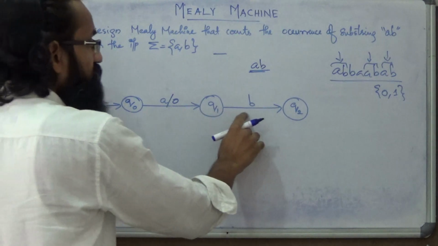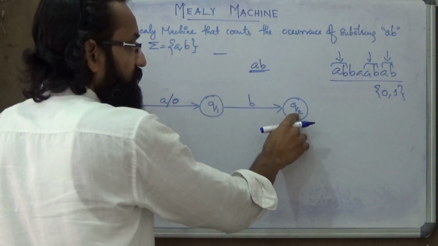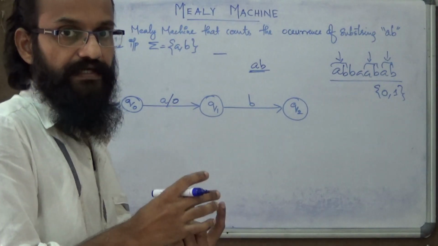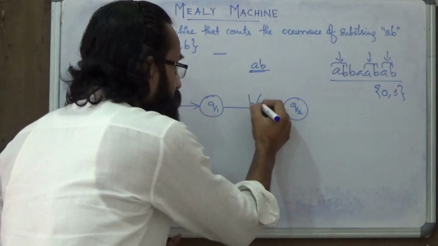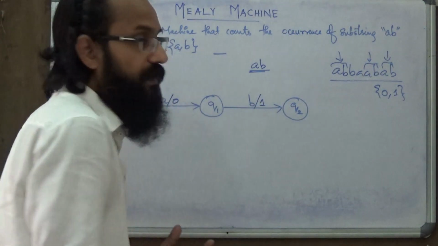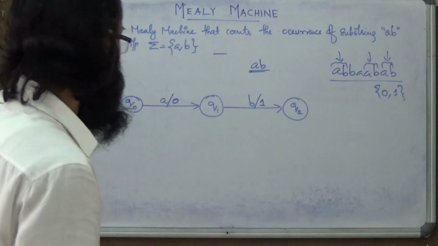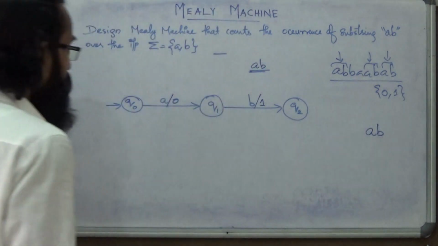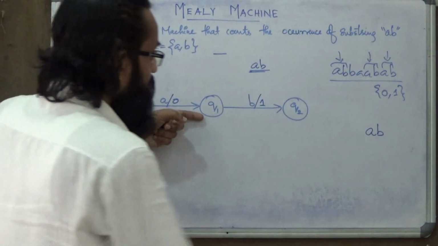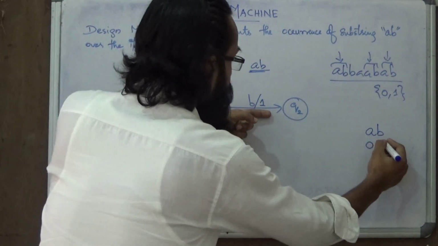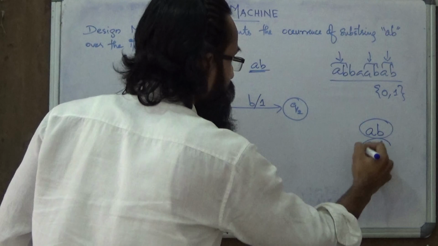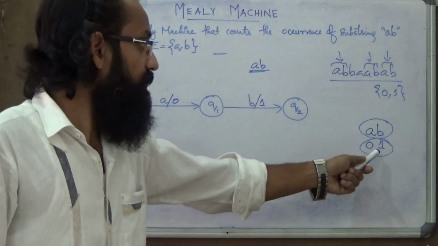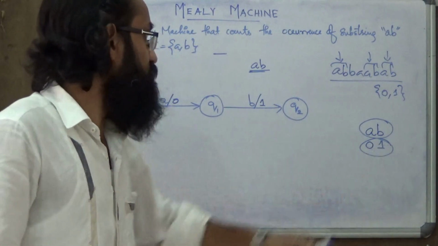Now from Q1, by consuming one B, it will go to state Q2. So it is clear that it has consumed the substring AB once. So it is expected to generate output 1 to the output string. So if we consider this particular transition diagram for input string AB, by taking this A transition it will generate 0, by taking this B transition it will generate output 1. So for input string AB it will generate output 01, indicating that the number of occurrences of substring AB is 1, since we are having exactly one 1 in the output string.